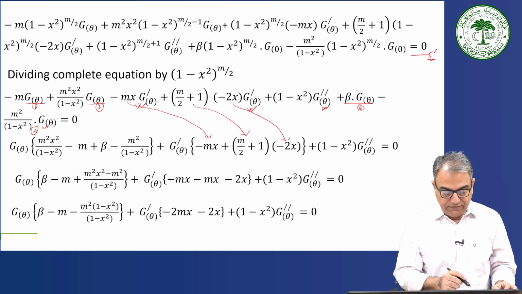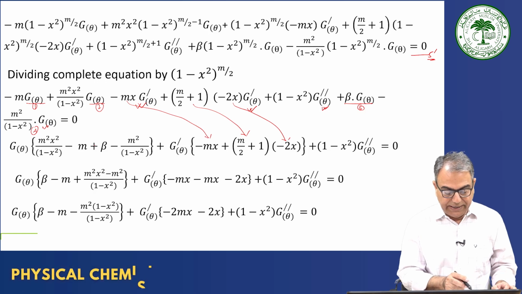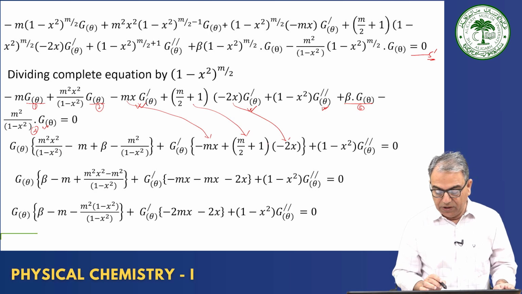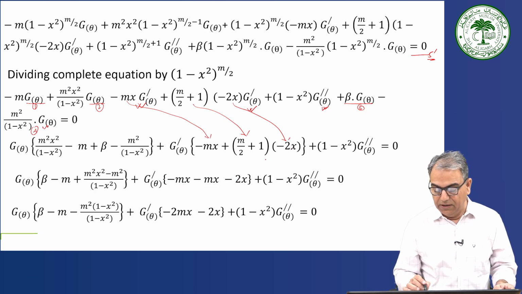Okay. So once you have this one, then you see with the g theta you can rearrange, and beta minus m, and then these two have the same denominator, so you can write m square x square minus m square divided by 1 minus x square. Here what you can do, you have g prime theta, and then you multiply this with this one, and you get minus mx minus 2x. Okay. Because if you apply minus 2x, then you will have a minus term here, and 2 and 2 will go, you will have mx and minus 2x also. So simple multiplication will give you, from this equation you can get this one, and 1 minus x square g double prime theta is there.